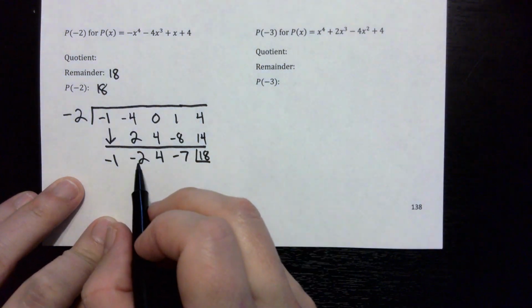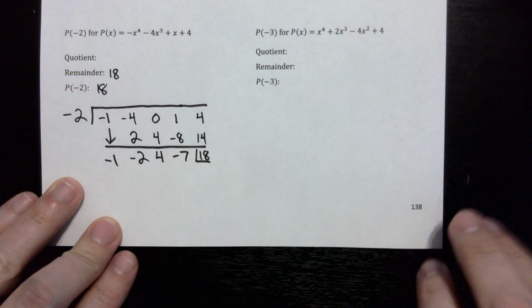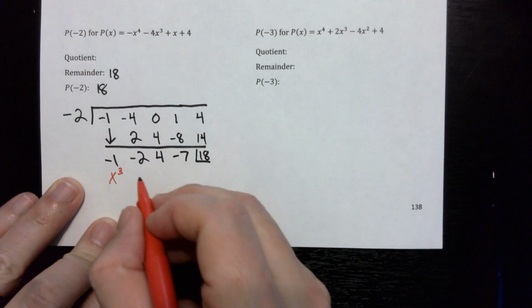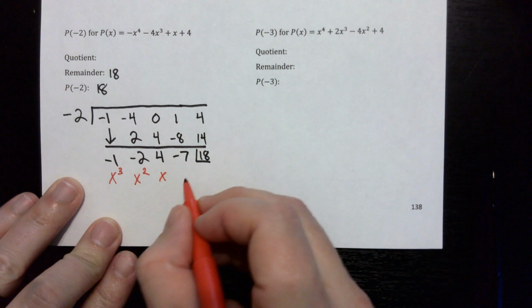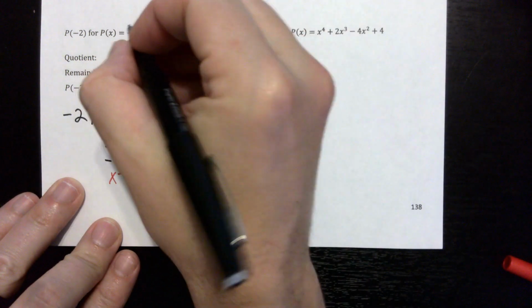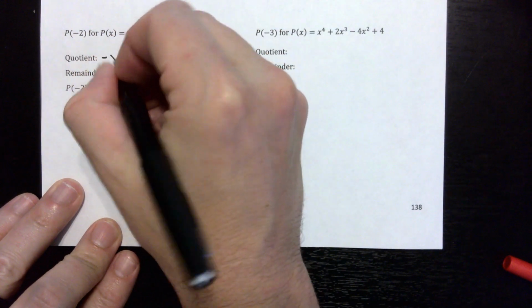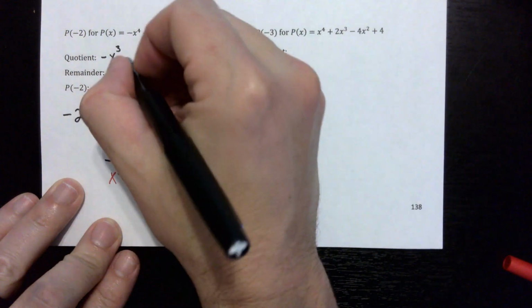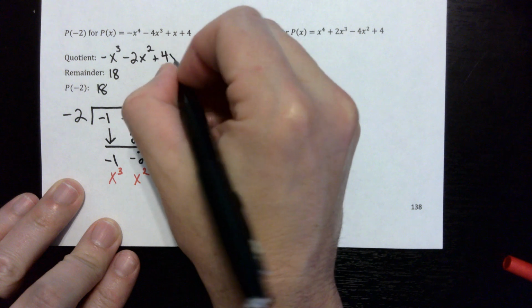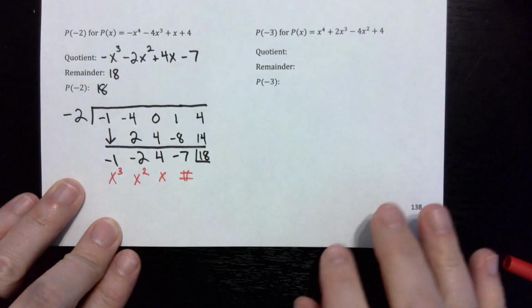Okay, and the quotient, we're going to drop the exponent down by 1. It started with the x to the 4th, so this will be my x cubed term, x squared term, x term, and my number term. Okay, so I'll write that down. So we have -x cubed, not writing the 1, minus 2x squared plus 4x minus 7.